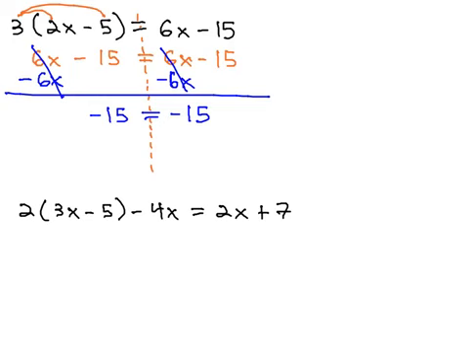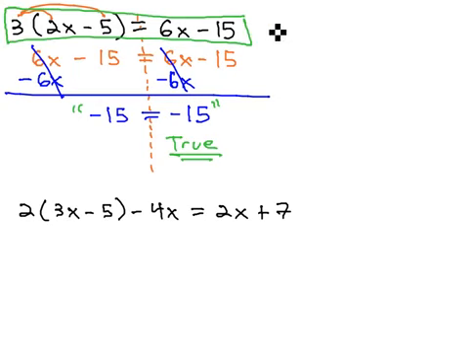When the variable subtracts out completely like this, we're going to stop and see if we can interpret what 15 equals 15, or negative 15 equals negative 15 really means to us. How often is negative 15 and negative 15 equal? Well, it's always true. This is a true equation. Negative 15 does equal negative 15. What this implies to us is the original equation is also always a true equation.